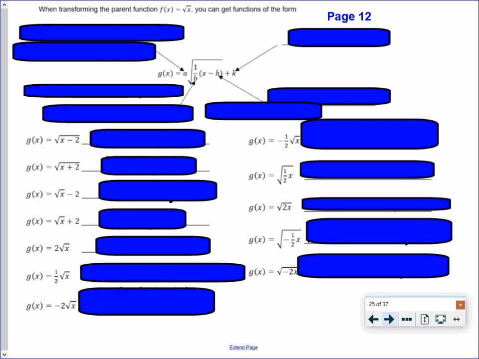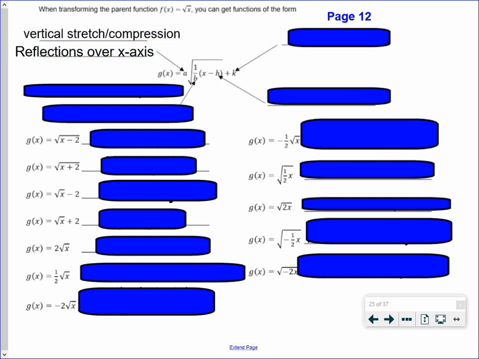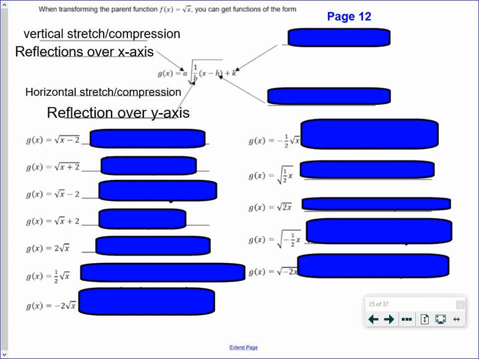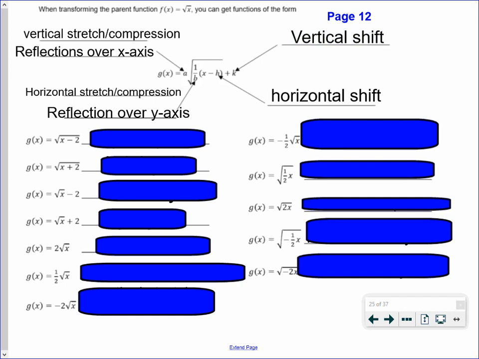On this page here, we have our transformation rules. It's pretty much the same thing as we've always seen throughout the whole year. Our A term gives us a reflection over the x-axis, and it tells you the vertical stretch or compression. The B term will give you your horizontal stretch or compression, and whether it's a reflection over the y-axis or not. Our H is a horizontal shift left or right, and our K is a vertical shift up or down. For these next problems, it looks like about 12 of them, I want you guys to pause the video and try doing it on your own to give you a little refresher on how these transformations work.